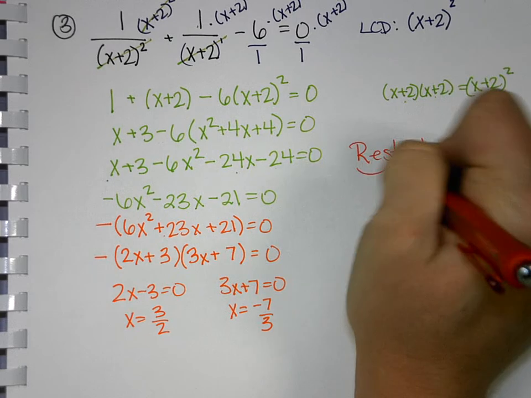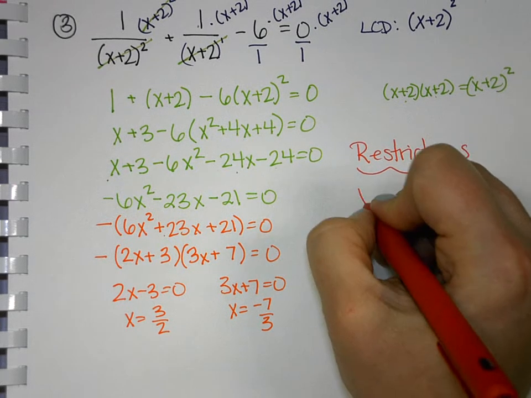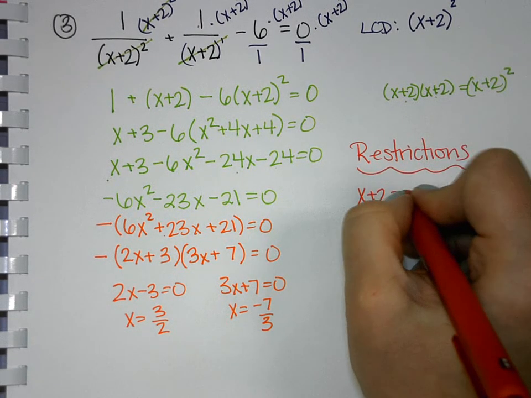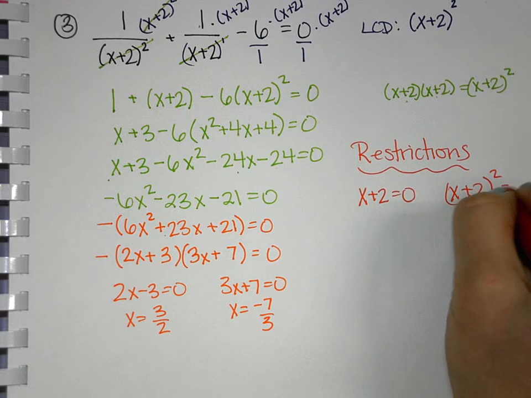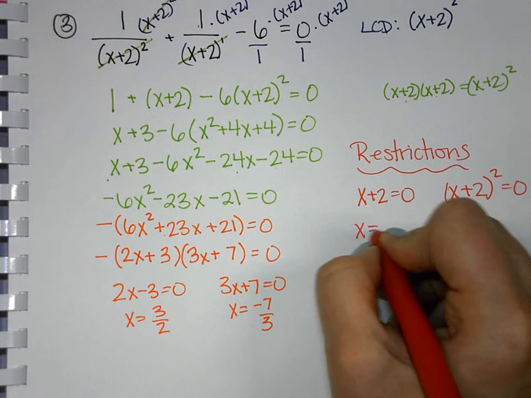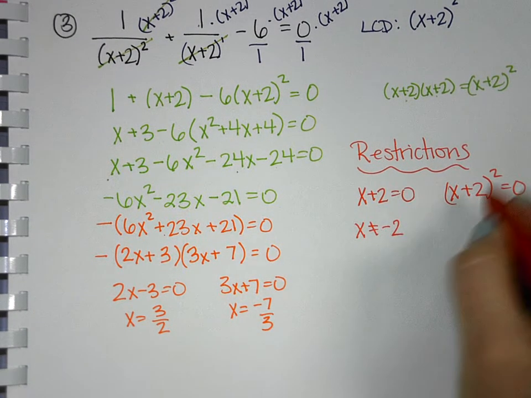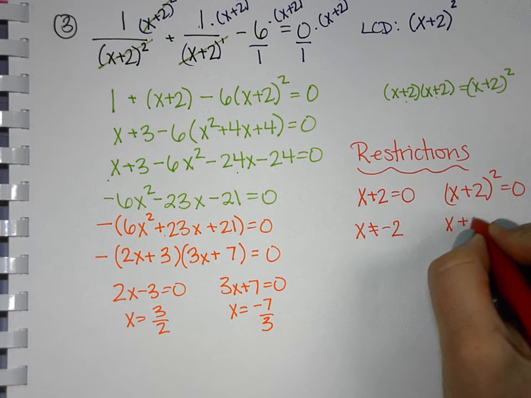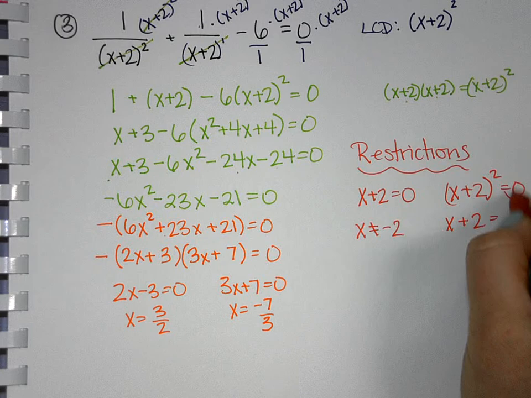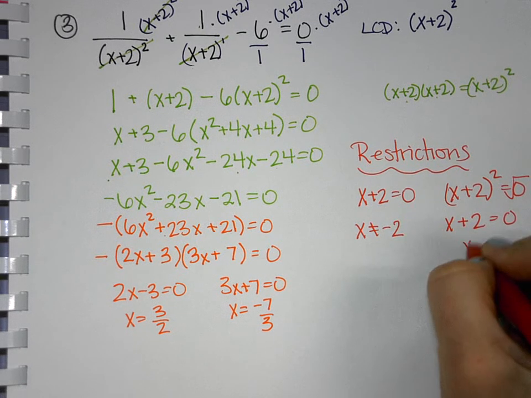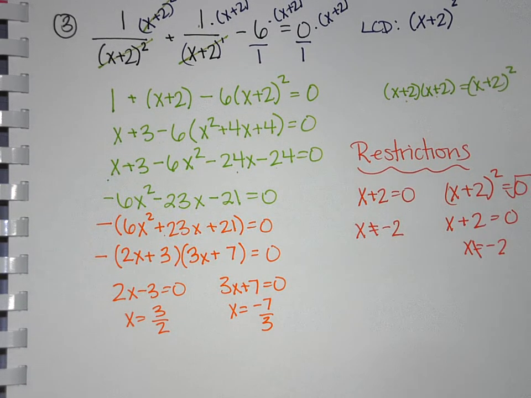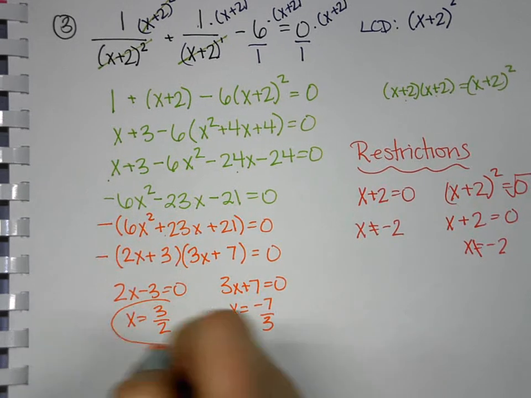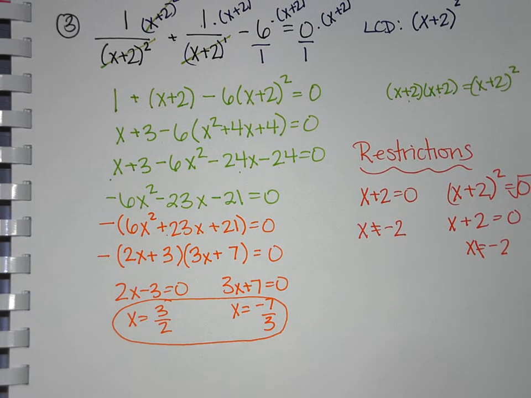So we look at our denominators. We have x plus 2 and x plus 2 squared. So here we'll get x cannot equal -2. And then over here we can square root both sides. The square root of 0 is just 0. So we also get x is -2. So pretty much x cannot equal -2. Well, we didn't get -2 as a possible answer, so that means both of our answers could be correct.